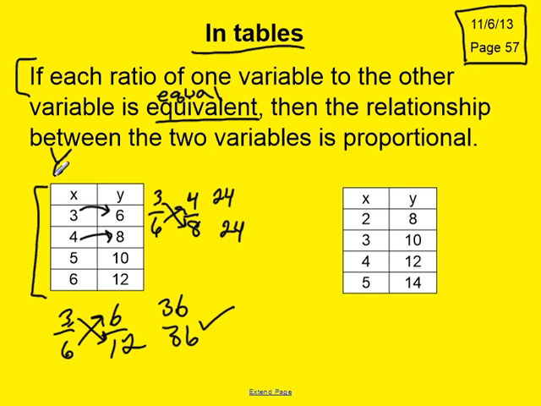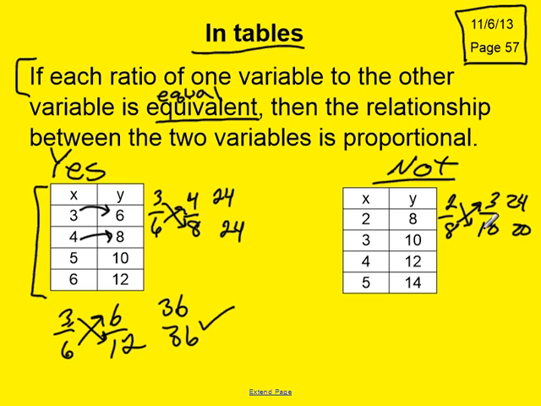Let's look at an example that is not proportional. I have an XY chart here as well. Let's make a fraction 2 to 8. And then let's do 3 to 10. Cross products gives me 20 and 24. So I know right away that this is not a proportional relationship. In the first two fractions I tried, they are not equal. So it is not proportional. Okay?